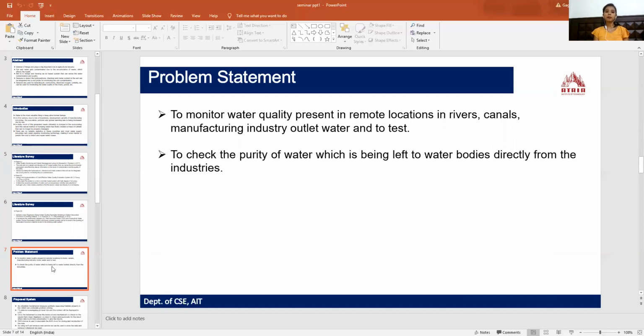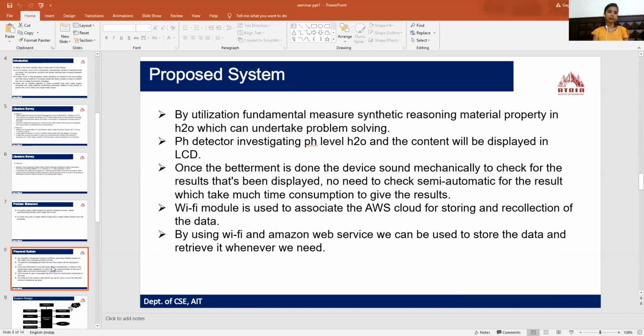The second problem statement is to check the purity of water, to know how purified the water is, which is being left to the water bodies directly from the industry. The industries will leave the water to the water bodies directly, and we have to know what purity of water they are leaving. These are the two problem statements, and next is the proposed system.